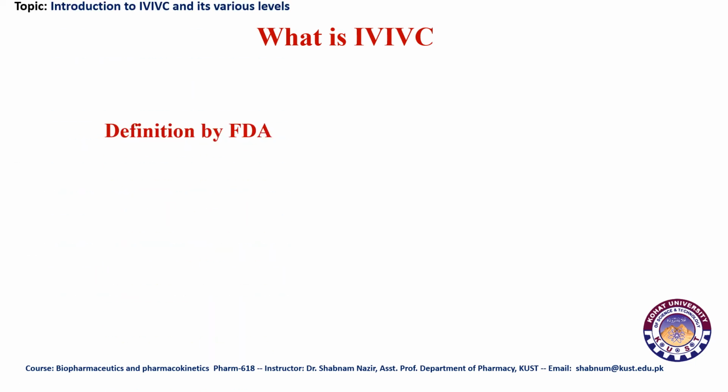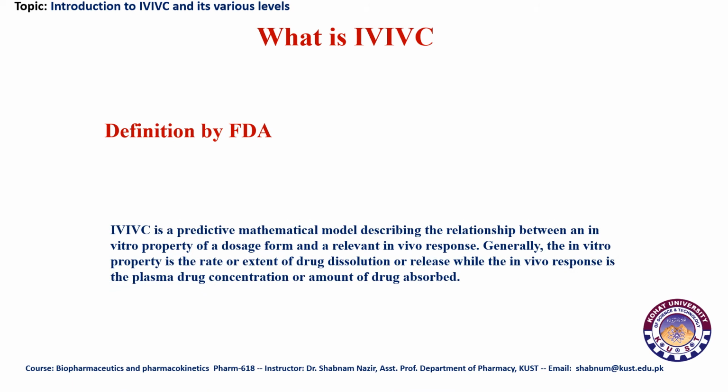If you look at the definition provided by FDA, according to this definition, IVIVC is a predictive mathematical model describing the relationship between an in vitro property of a dosage form and a relevant in vivo response. Generally, the in vitro property is the rate or extent of drug dissolution or release, while the in vivo response is the plasma drug concentration or amount of drug absorbed, aka bioavailability.